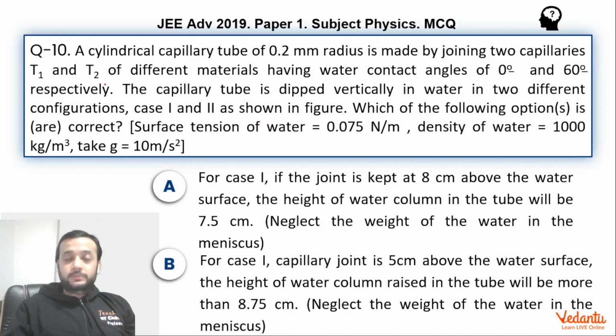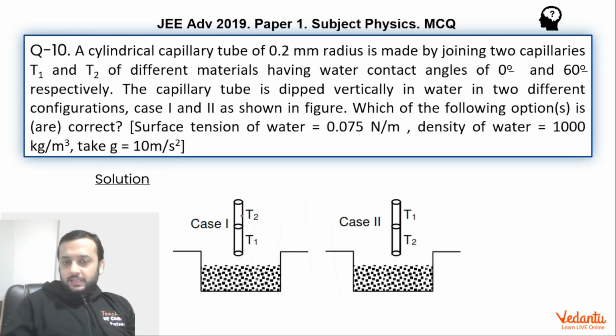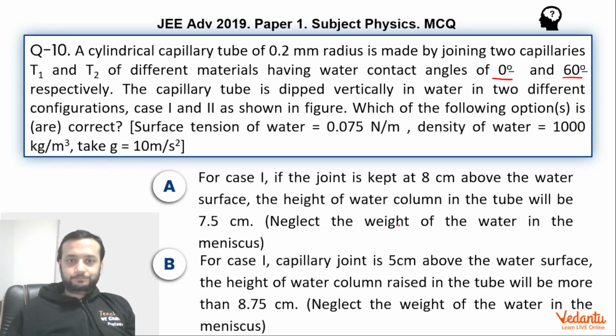There are two capillary tubes made of different material, T1 and T2. T1 has a contact angle of 0 and T2 has a contact angle of 60 degrees. Now what we are doing, we are creating two different capillaries by joining both of them. In the first capillary, T1 is below and T2 is at the top, and in the second capillary, T2 is at the bottom and T1 is at the top.